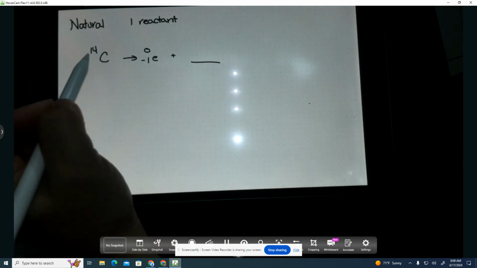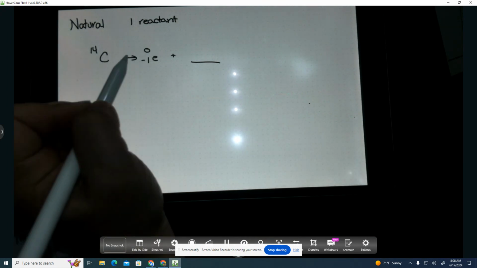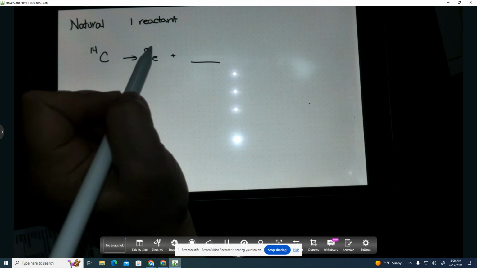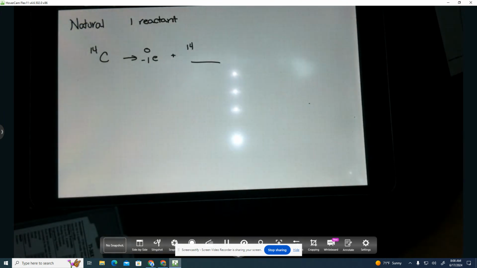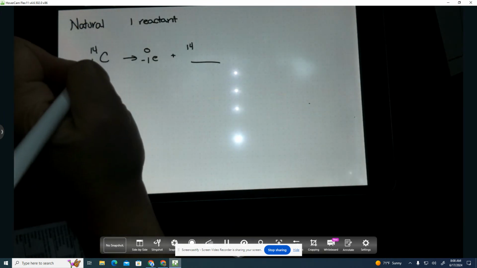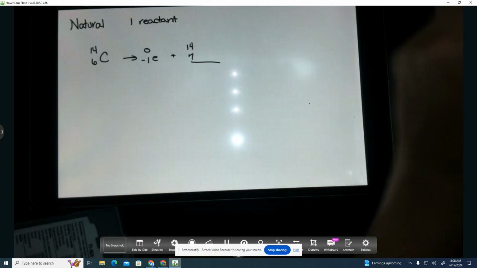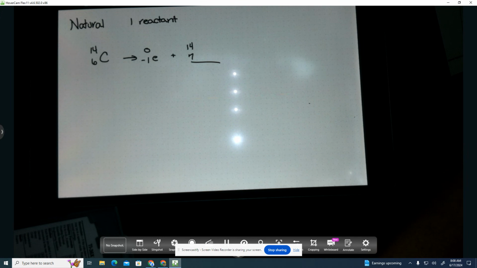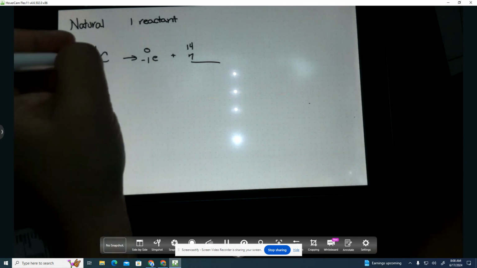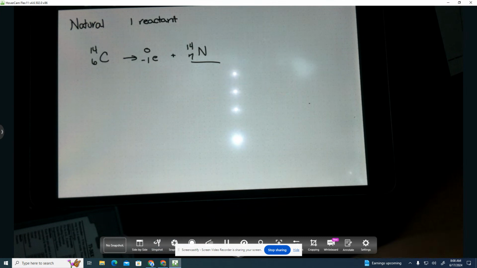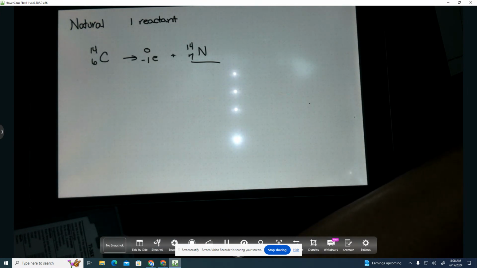If I know there's a 14 here, that arrow's my equal sign, 0 plus 14. Carbon has an atomic number of 6. That's the bottom left number. This is going to be a 7. Be careful with that. I see that happen a lot. 7 plus negative 1 is 6, and atomic number 7 is nitrogen.